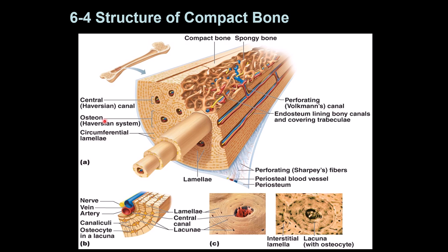So this is one type of lamellae. The second type of lamellae is these ones. This one wraps around the whole bone like this. These are called circumferential lamellae. There should also be some around here, but it's not shown in this image. The third one is called interstitial lamellae.